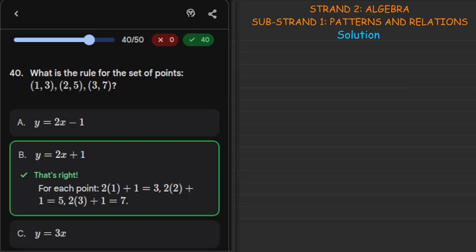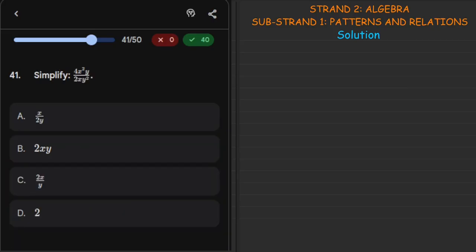Without much ado, let's quickly look at the last set of questions. Question number 41. 41 says we have 4x squared y all over 2xy squared. I hope by now, with all that we've done, you'll be able to do this very, very fast.